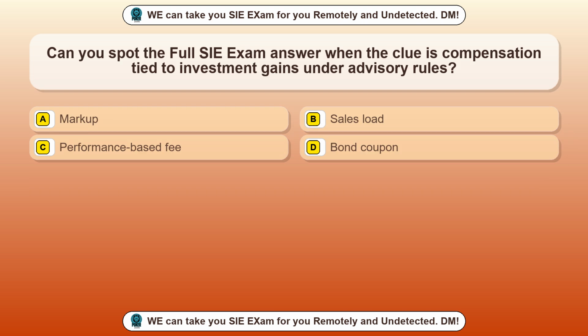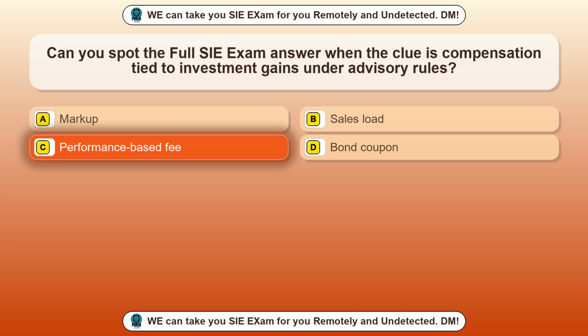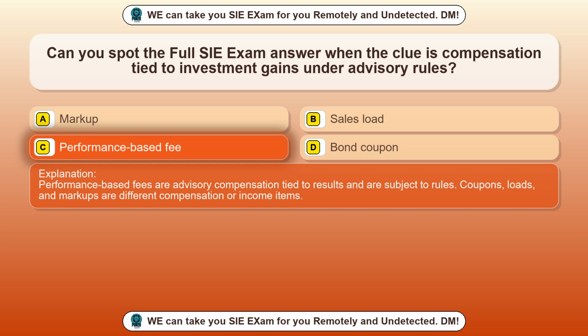Question 94. Can you spot the full SIE exam answer when the clue is compensation tied to investment gains under advisory rules? Option A, markup. Option B, sales load. Option C, performance-based fee. Option D, bond coupon. The correct answer is option C, performance-based fee. Performance-based fees are advisory compensation tied to results and are subject to rules. Coupons, loads, and markups are different compensation or income items.